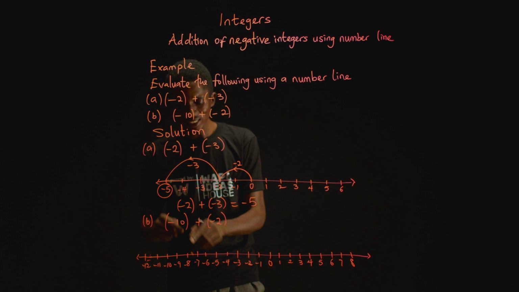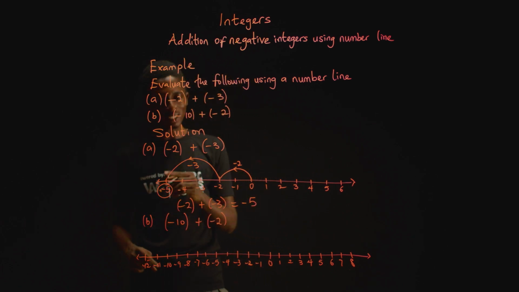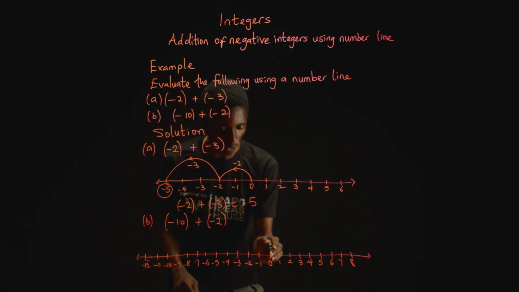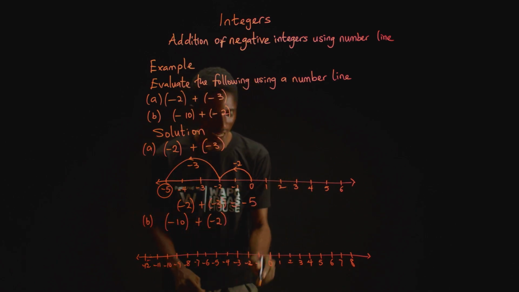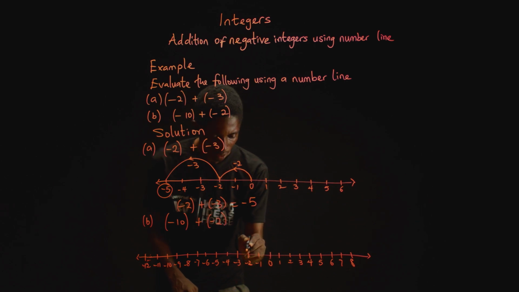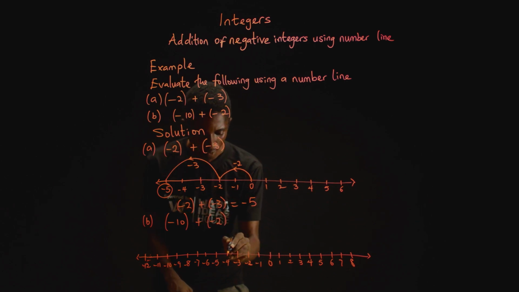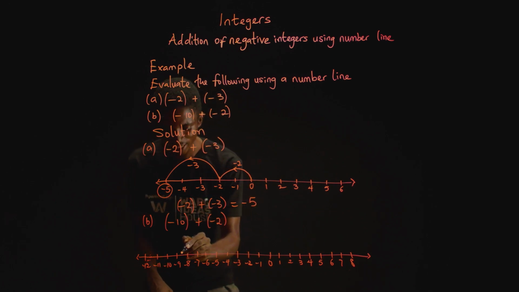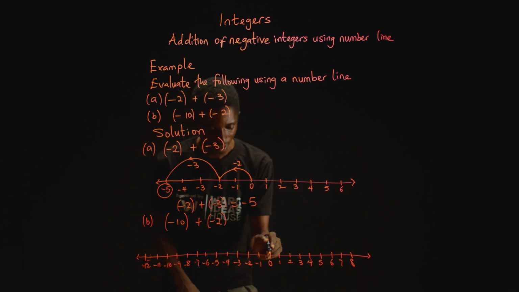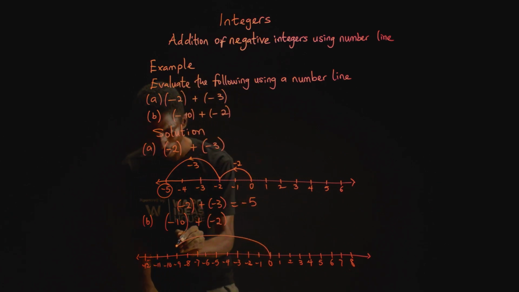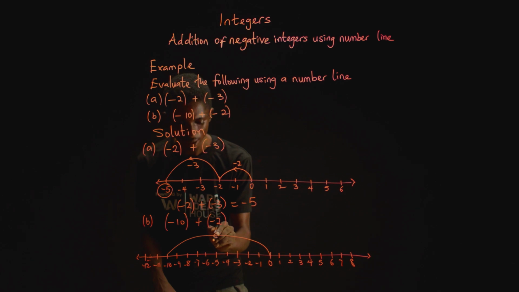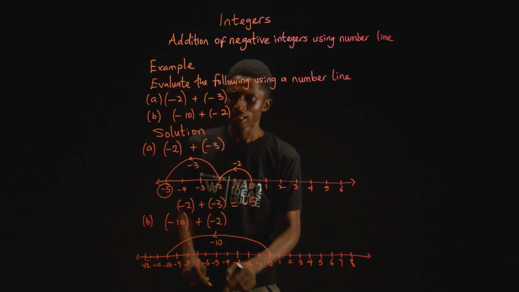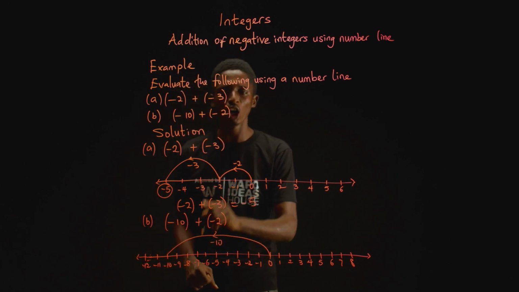Now, the first expression says we move 10 steps to the left to perform -10. So from 0, count 10 steps to the left. 1, 2, 3, 4, 5, 6, 7, 8, 9, 10. 10 steps to the left for -10. That is -10. Then we add -2.